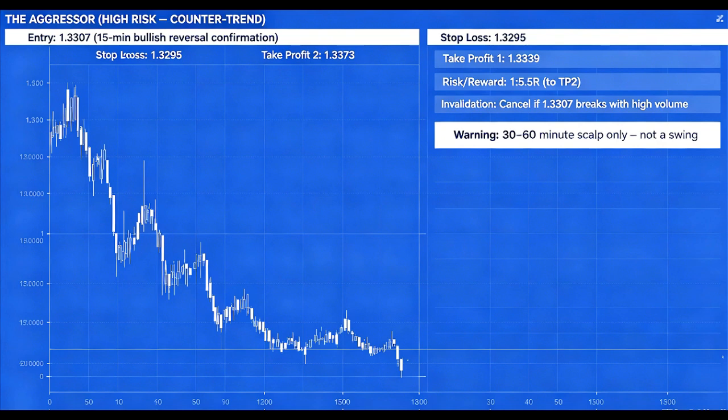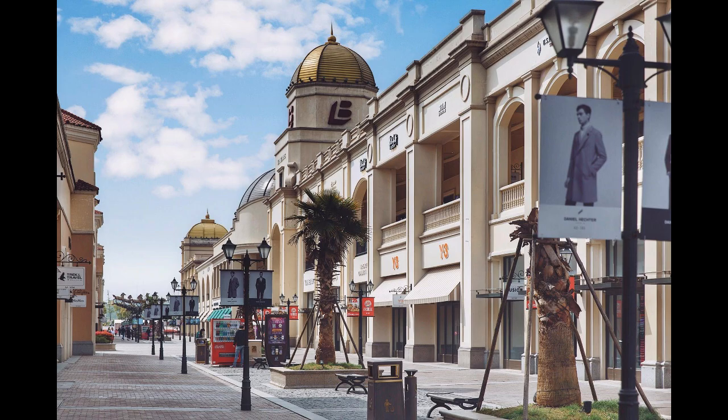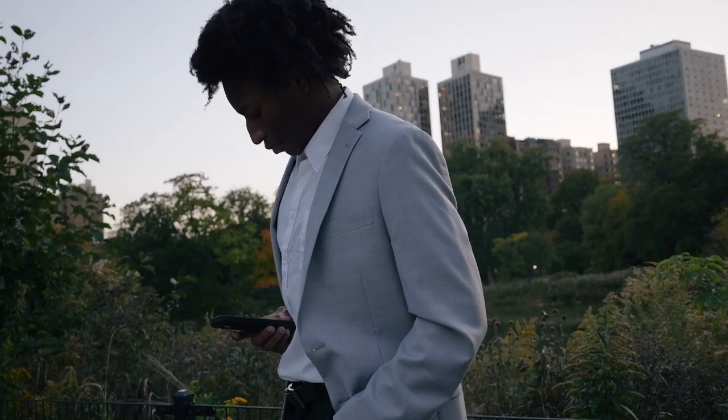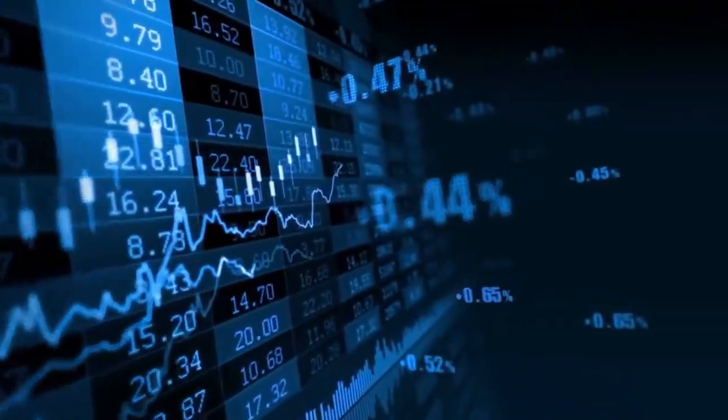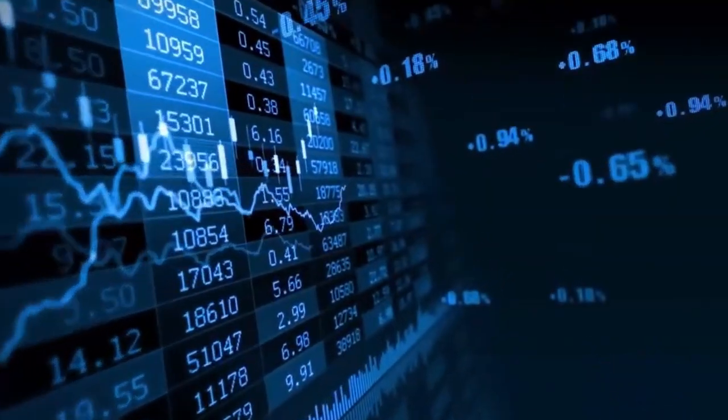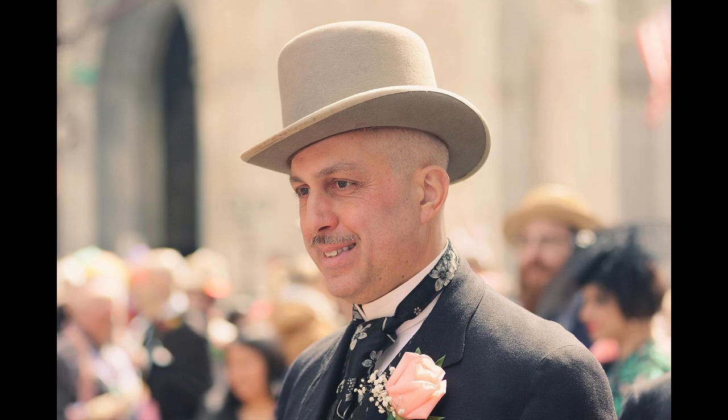This is not a swing trade. This is a 30 to 60 minute scalp. Stop loss is 12 pips below the reversal candle's low at 1.3295. That's tight. If it breaks, you're out. Target 1 is 1.3339, the pivot. That's 32 pips of movement. Risk reward approximately 1 to 2.6.